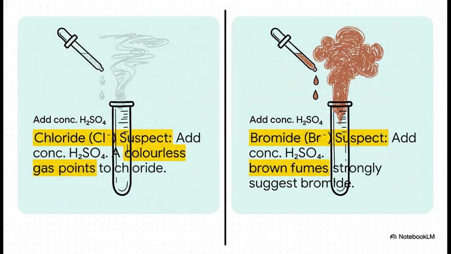Okay, but what if it's not carbonate? Let's bring in a couple of other common culprits, the halides, like chloride and bromide. For these guys, we need to use a stronger acid, concentrated sulfuric acid. And what's so cool here is that the observation immediately gives us a lead. If you see a colorless gas, you should be thinking chloride. But if you see reddish-brown fumes, that's a huge clue pointing towards bromide. See? We're already narrowing it down.